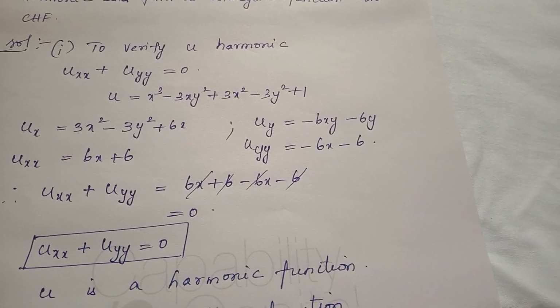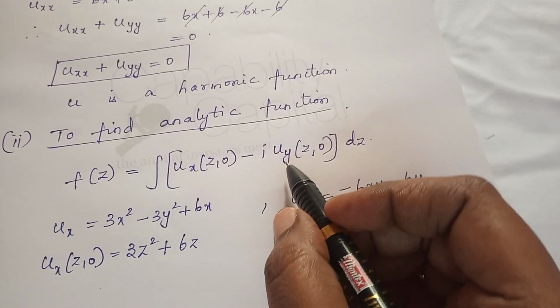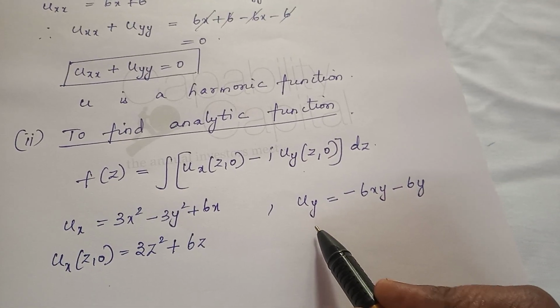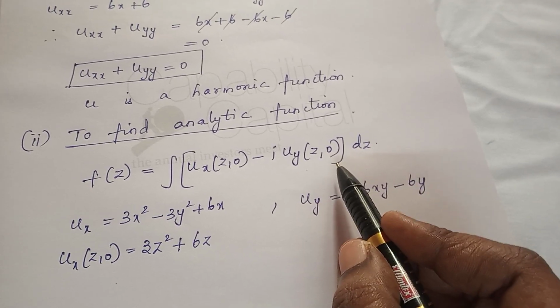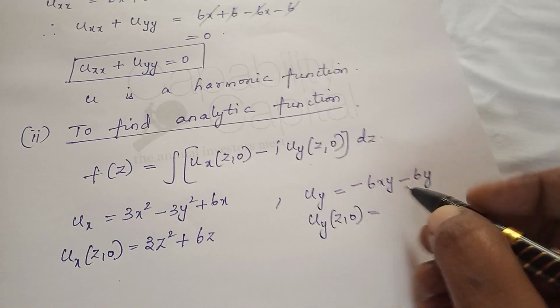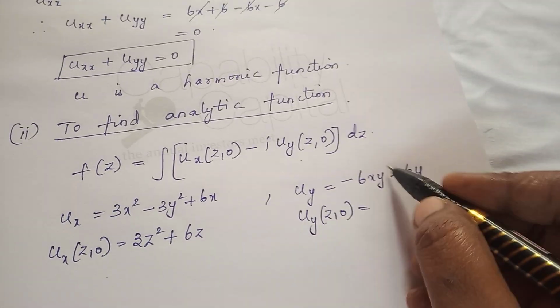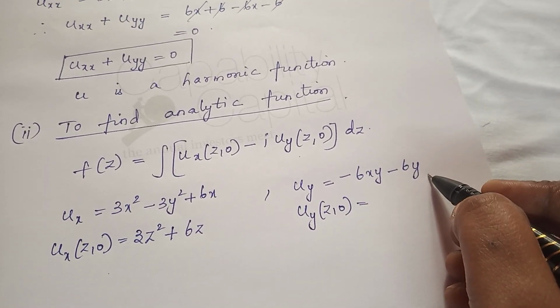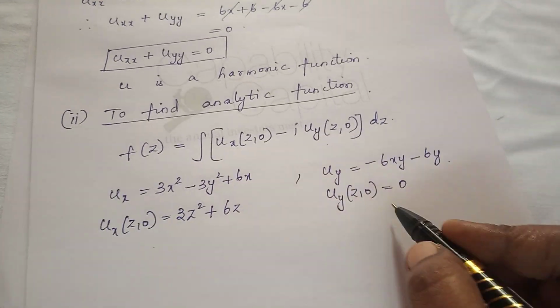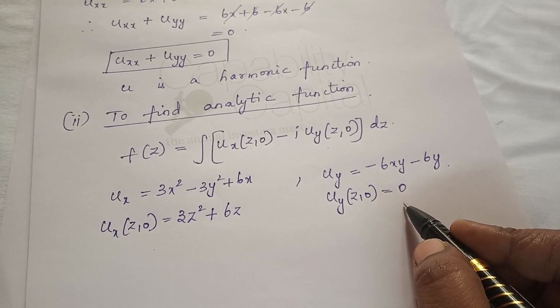So u_y, what is it for us? Minus 6xy minus 6y. This I have written here, and see the formula now, it is u_y of (z, 0). So here also I have to substitute my x as z and y as 0. If I substitute y = 0, the first term is totally 0, and here also you have y, so everything is 0 for us now. So u_x of (z, 0) is this, and u_y of (z, 0) is this.